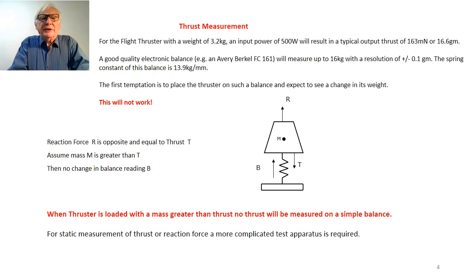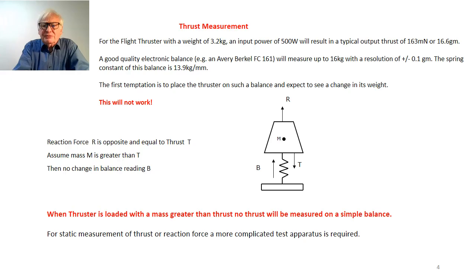So how do we measure thrust? Well, clearly the first thing we need is a sensitive balance that measures the force that's being applied to it. And we've got a flight thruster which weighs 3.2 kilograms. We've got a test set that will produce 500 watts at the input to the thruster. And this is going to result in a typical output thrust of 163 millinewtons or 16.6 grams.